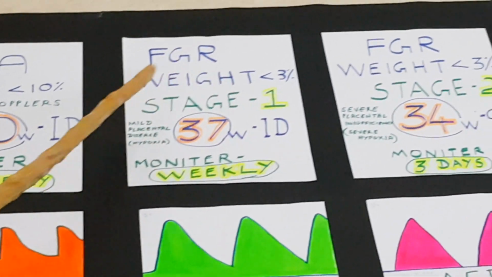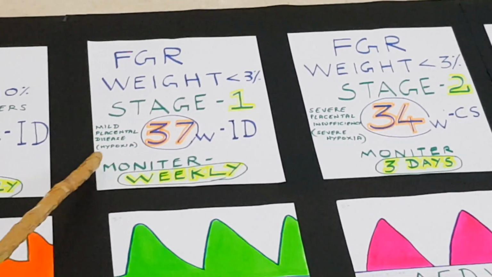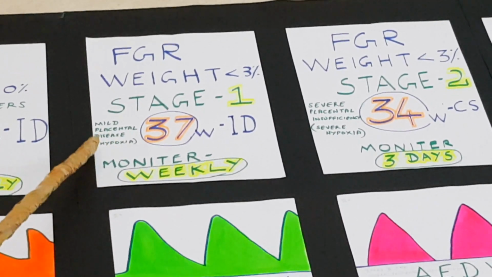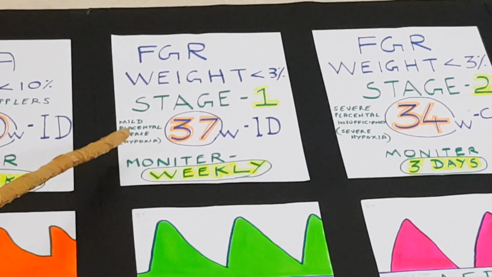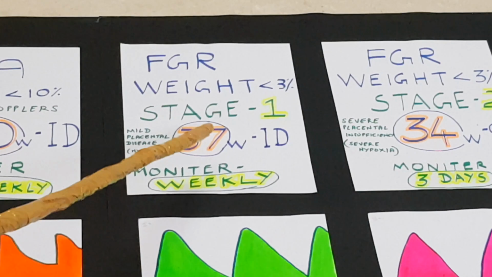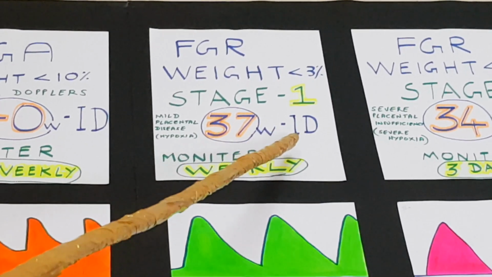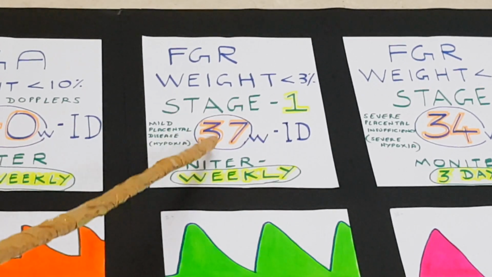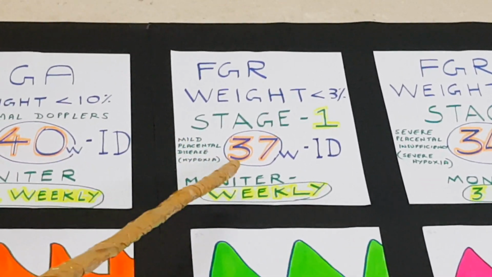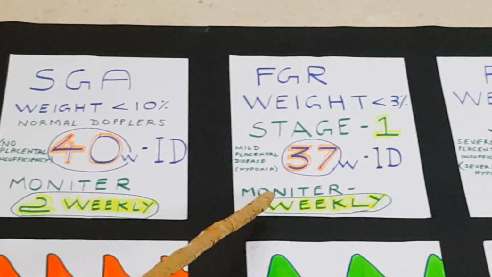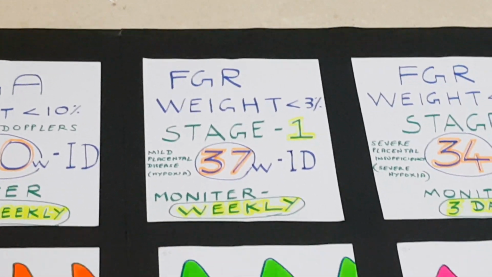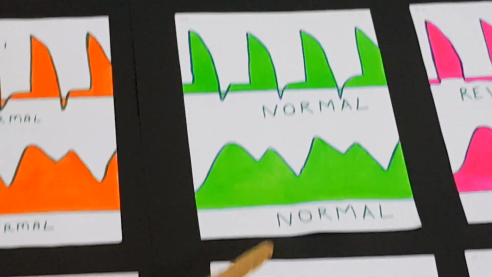Once you know it is stage 1 FGR, it means that the fetus is having mild placental disease or early hypoxia. If the gestational age is 37 weeks, you can initiate delivery. If it is less than 37 weeks, the recommendation would be to monitor weekly and to do weekly Dopplers.